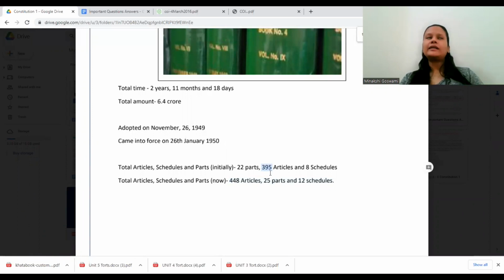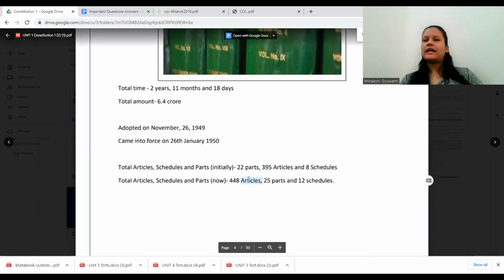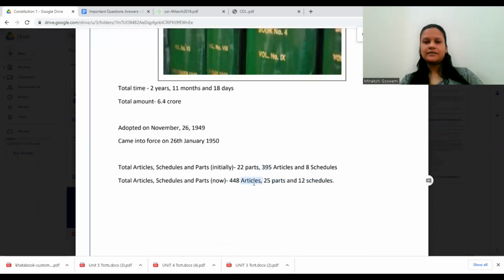If at any point in time, Parliament feels like we want to add one article at the last part of the Constitution, they can name it as 396. There is no harm, but as of now, we have these articles. Even schedules were being added, parts were also being added, articles are definitely added.